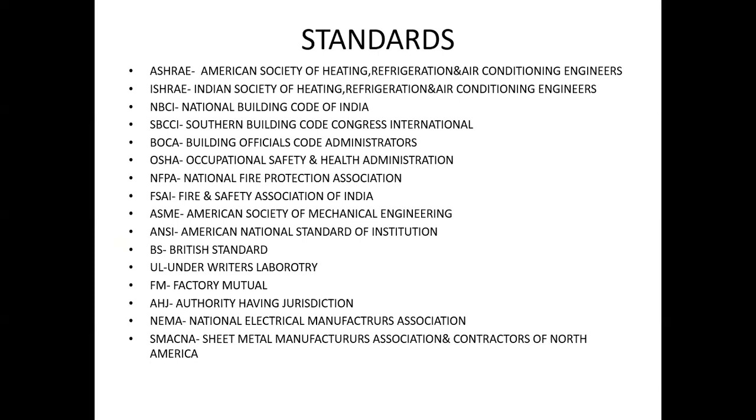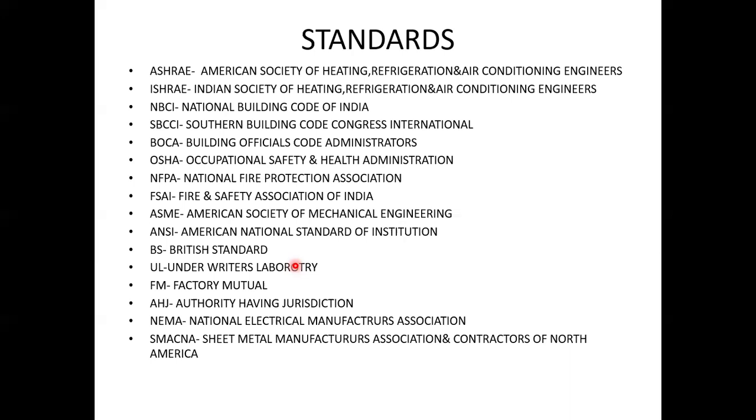Clear? The other one is ASME, the American Society of Mechanical Engineers. Then ANSI, the American National Standards Institute. Then BS, the British Standard. UL is Underwriters Laboratory, and FM is Factory Mutual. UL and FM are very important, as they are a kind of approval. BS and UL are like NGOs, non-governmental, non-profit organizations. If you are manufacturing something, you must get approval from UL and FM.